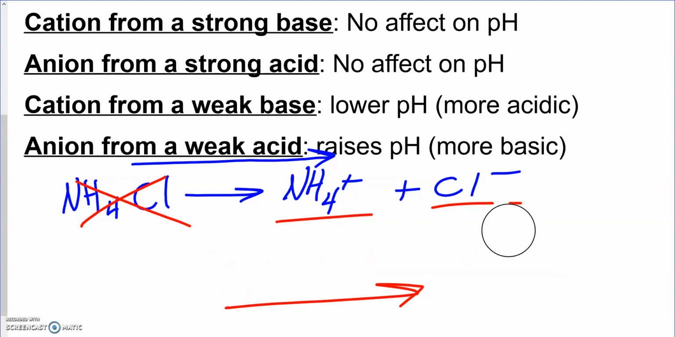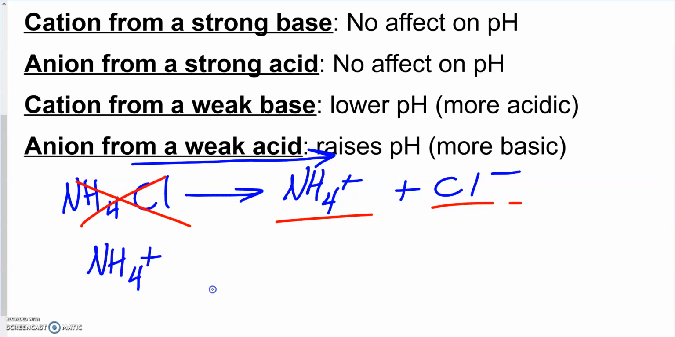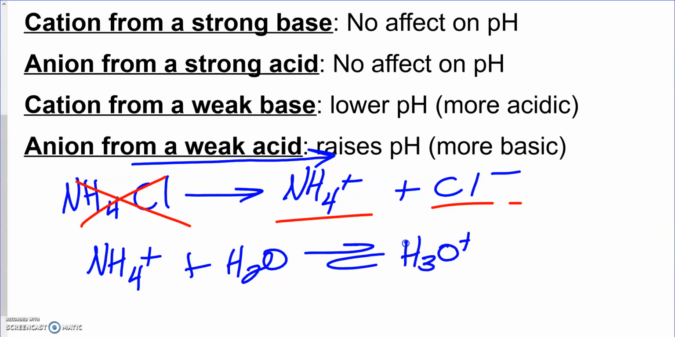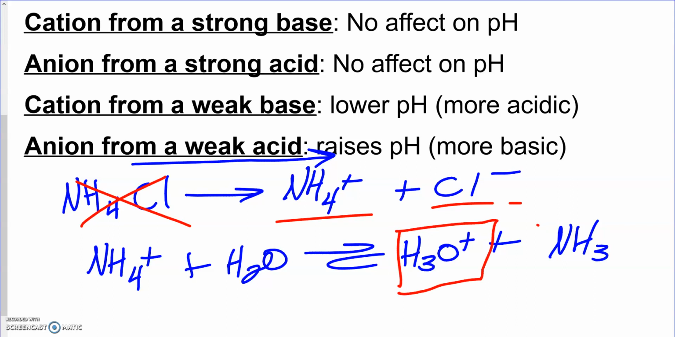However, ammonium, if we look at it, is a weak conjugate acid. It came from a weak base. So when it interacts with water, what is it going to do? Well, acids give up hydrogen. So we end up forming hydronium and ammonia in solution. So what does this do to our pH? Well, we have the formation of hydronium ions.